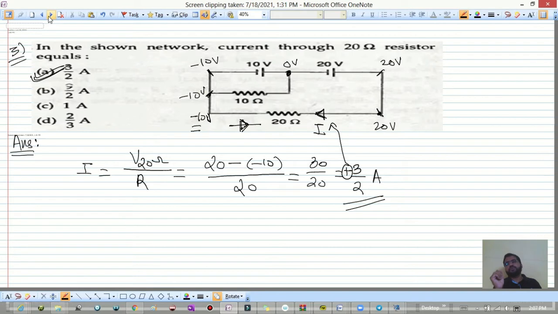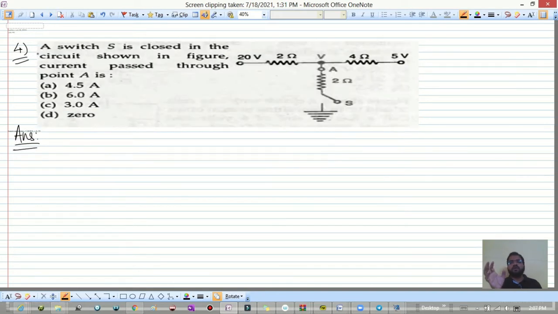Okay, so next problem, the fourth one. As you can see here, a switch S is closed in the circuit shown in the figure. The current through point A is what we want to find. Now if the switch is closed, the potential at this point is 0 volt. You can consider the potential at this point to be V volt. So we have to find what this V is.